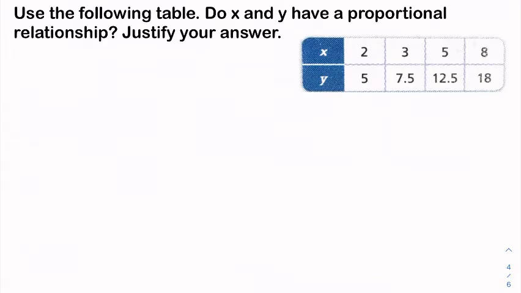Use the following table. Do X and Y have a proportional relationship? Justify your answer. So let's find the unit rate again. We'll take Y over X. So for the very first one, we have 5 divided by 2. That gives us 2.5. So we know the unit rate for this first one is 2.5.